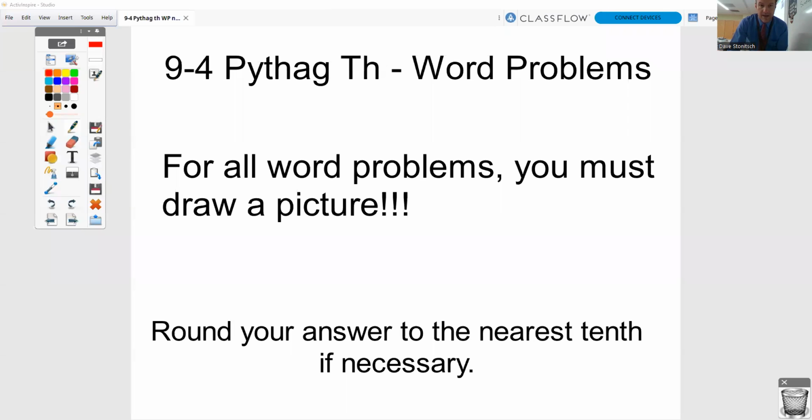This is the lesson for 9-4 Pythagorean Theorem word problems. I think that it is very, very helpful to draw a picture for all the word problems. Therefore, you can identify more easily what your A side, your B side, and your C side are. Again, some of the questions will come out to be nice, neat whole numbers. Other ones will become big, long, ugly decimals, and the directions will say round your answer to the nearest tenth.